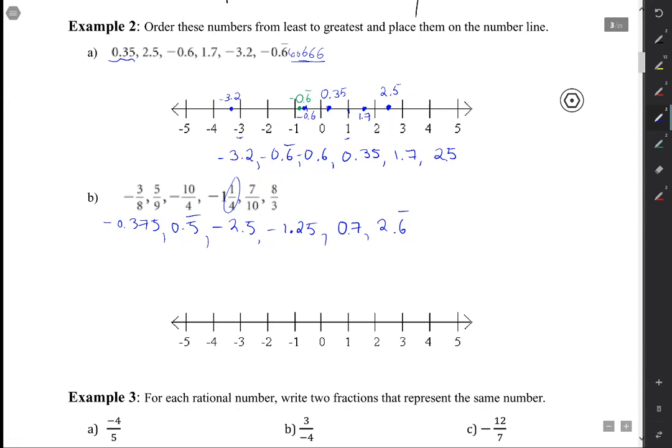Okay, so those aren't in order yet from least to greatest. How about we put them in order? The most negative number would be negative 2.5, because that would land us right here. Then if we're moving up from there, I would say that this one's the next most negative, so negative 1 and 1/4, negative 1.25.